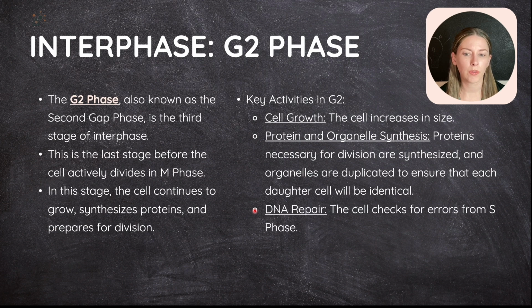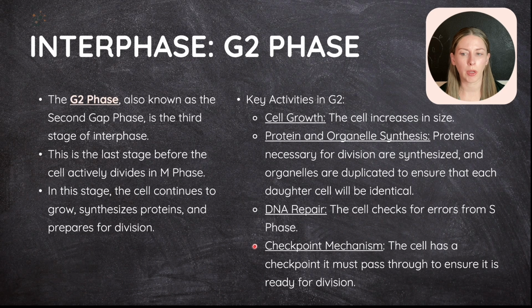The cell will also check for and repair any errors that may have occurred during S phase, especially errors in DNA replication. G2 contains another important checkpoint. At this checkpoint, the cell confirms that DNA replication is complete and that it is fully prepared to enter mitosis. Only cells that pass this checkpoint are allowed to continue, helping ensure the production of two identical daughter cells.